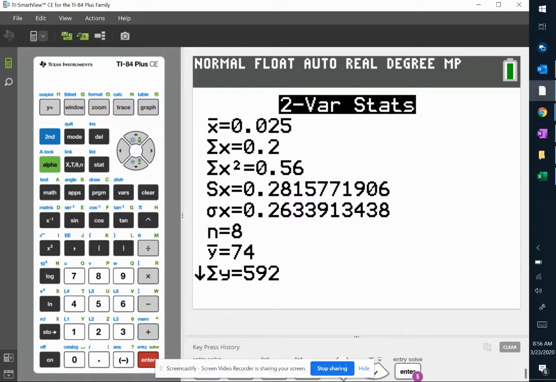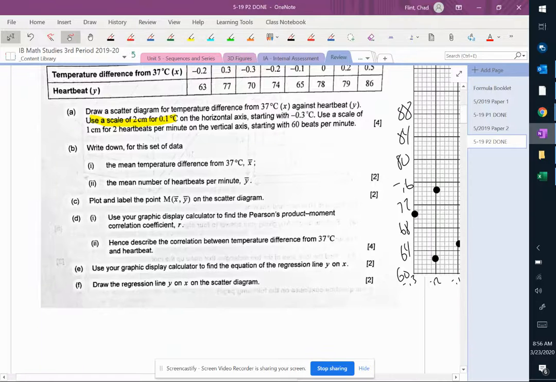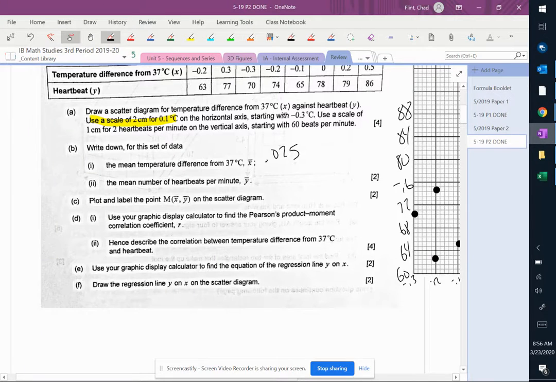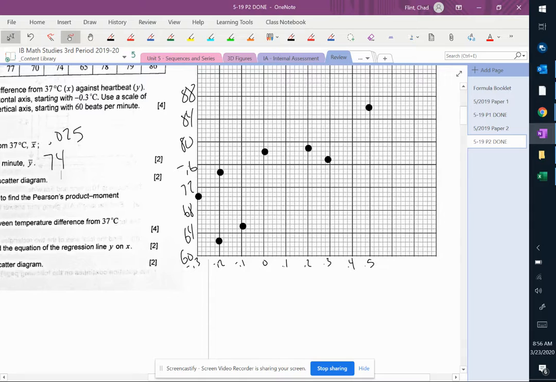X bar is 0.025. Y bar is 74. And it says to plot that on the graph. So we're going to go 0.025, 74. I'm going to apply it with a red dot here. 0.025, 74. Right about there.